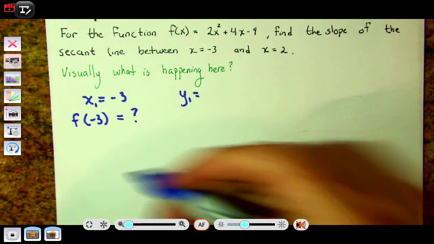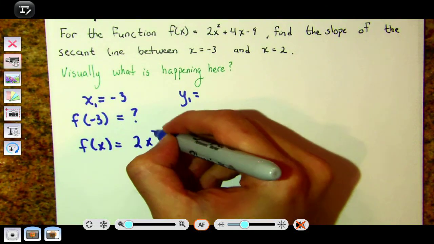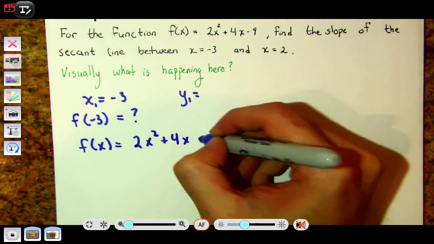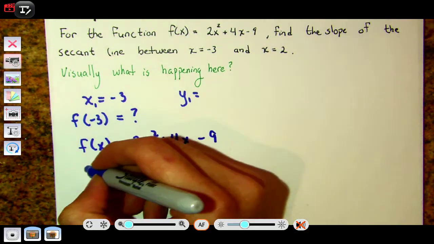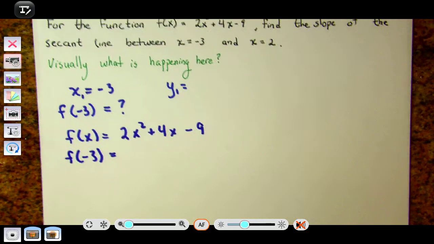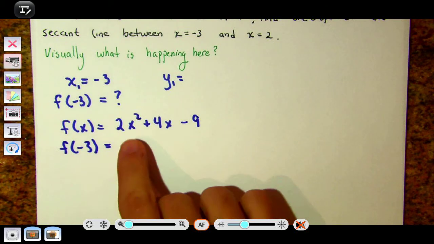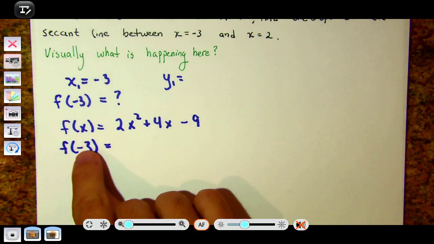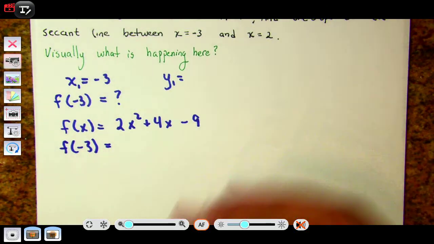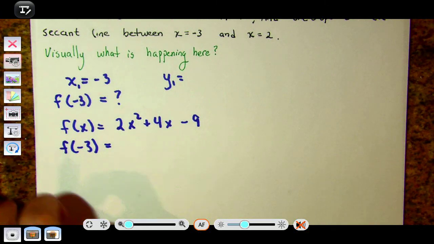So if we know that f of x is equal to 2x squared plus 4x minus 9, what is f of -3? What I'd like you to do is, let's try and review our algebra concepts. How would you find what happens when you plug in -3 into here? Try it on your own, right? Okay, so if you wanted to do it with me here, just double check.